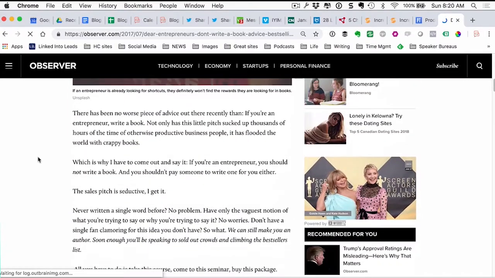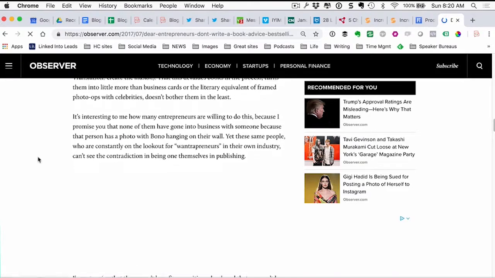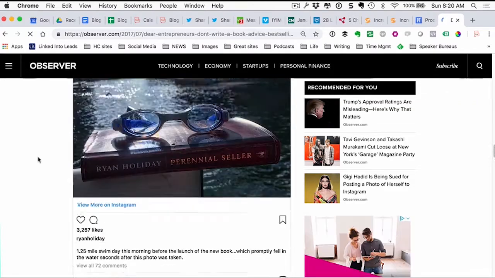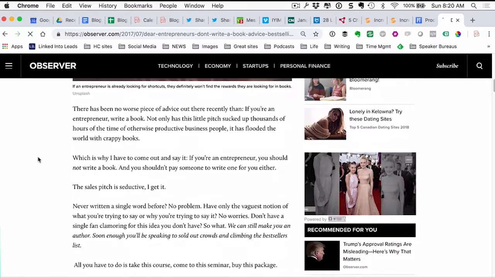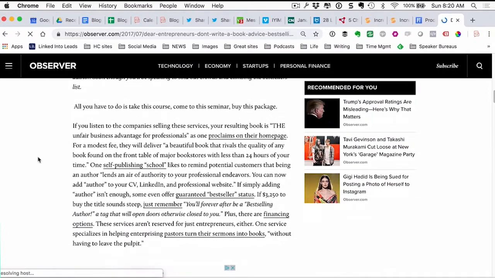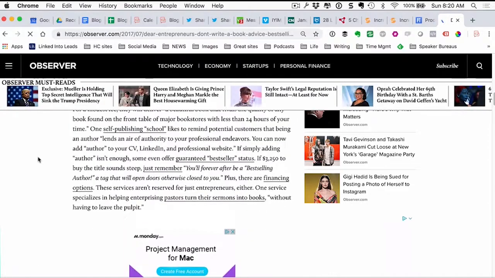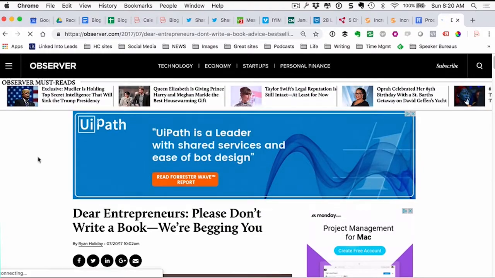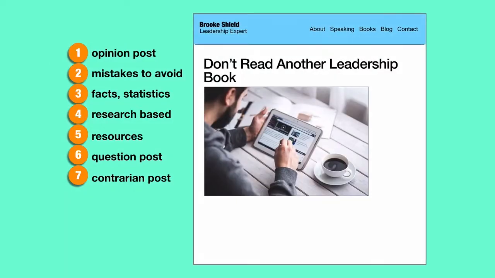And then he goes on to explain that really what he's concerned about is people that use services to basically crank out a book rather than actually go through the hard work of writing a book from scratch. And so it's a bit of a contrarian post. It got a lot of attention. It was very widely shared and risky perhaps. But on the other hand, if you want to stand out, maybe that's something that you need to do. Okay, so that's contrarian.